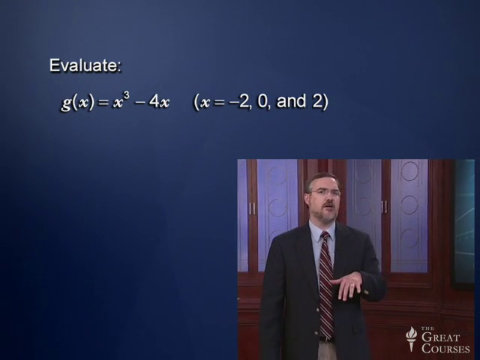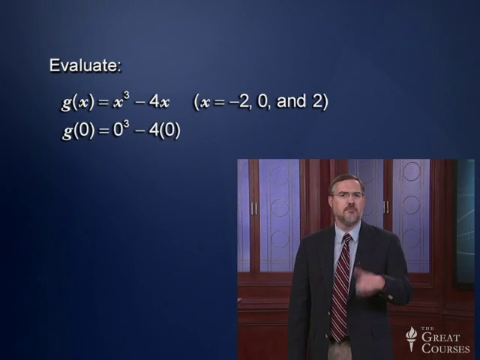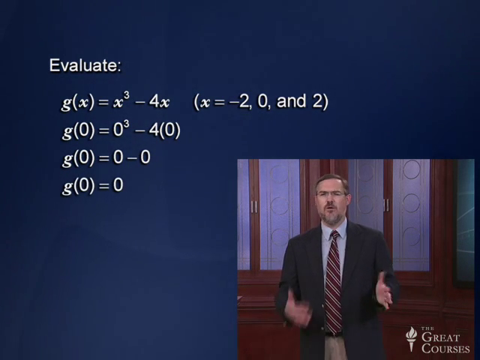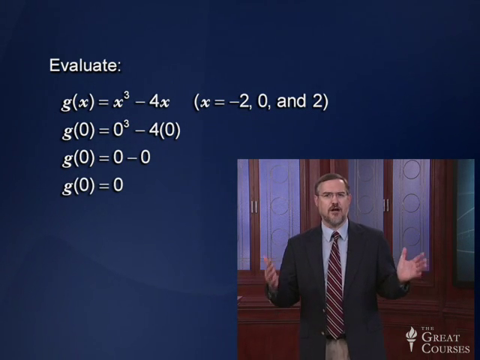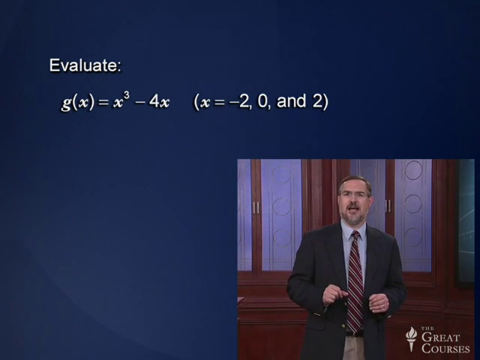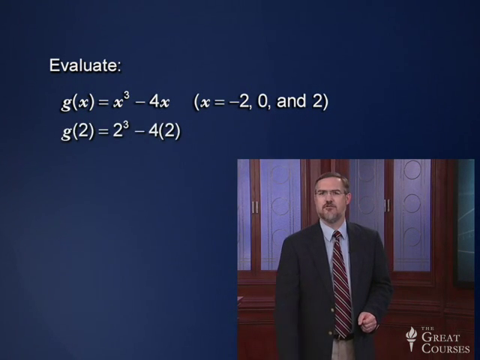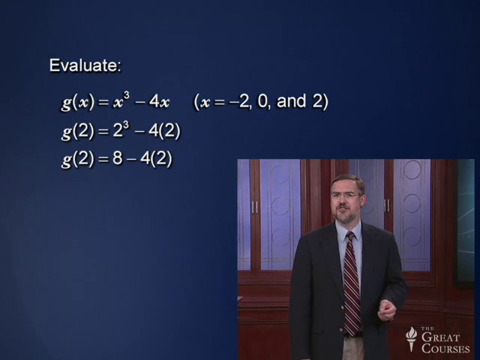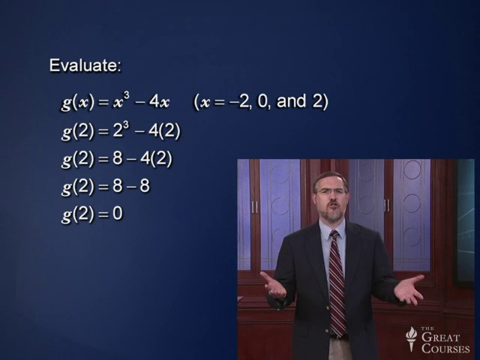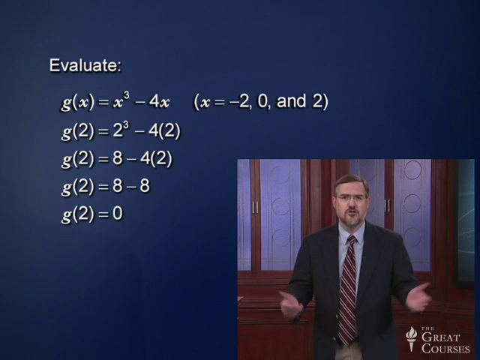Okay, let's now evaluate g at the value x equals 0. g of 0 is 0 cubed minus 4 times 0, which is 0 minus 0, which is 0. Well, wait a minute, that gives me a second x-intercept then. It's right at the origin, (0, 0). Now let's plug in 2. Let's evaluate g at the value x equals positive 2. And you'll have g of 2 equals 2 cubed minus 4 times 2, which is 8 minus 4 times 2, which is 8 minus 8, which is 0. Now wait a minute, that's a third x-intercept. It's at the point (2, 0).